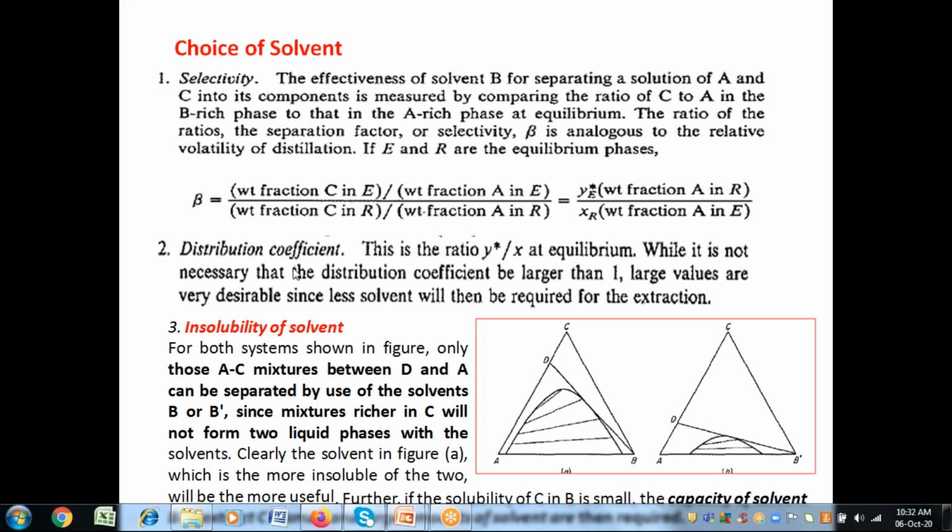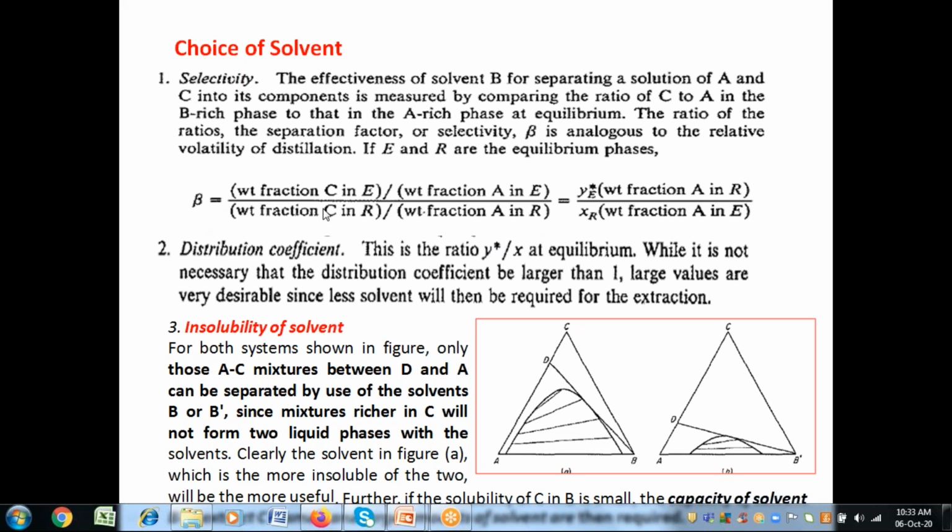Then the second one is the distribution coefficient. This distribution coefficient, as you have already defined in the vapor-liquid equilibrium, where the K value, the equilibrium ratio, is Y star by X. Similarly, the distribution coefficient is the ratio of Y star by X.